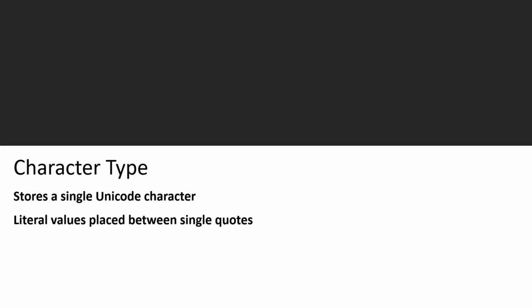Now Java also has what's called the character data type. And the character data type stores a single Unicode character. Note that it's a single character. It's not a string of characters. We'll talk about strings a little bit later in the course. Now when you specify the character type, the literals are placed within single quotes.